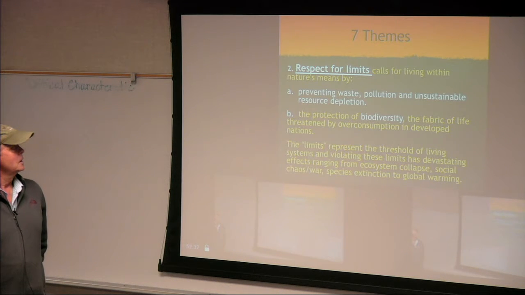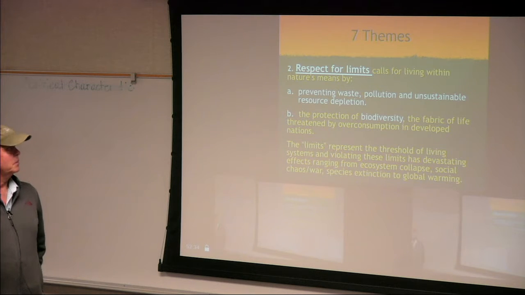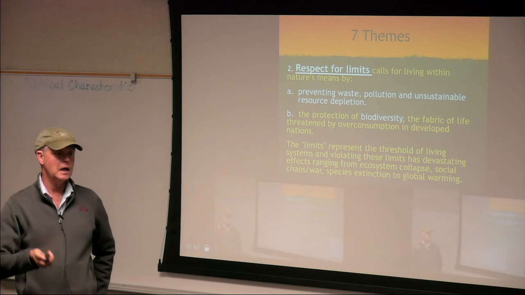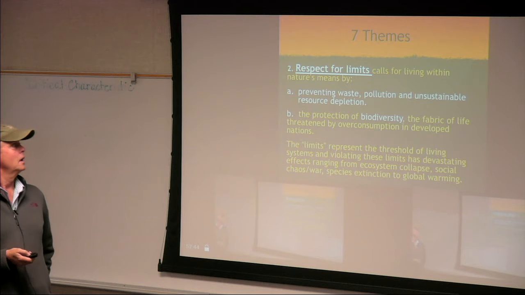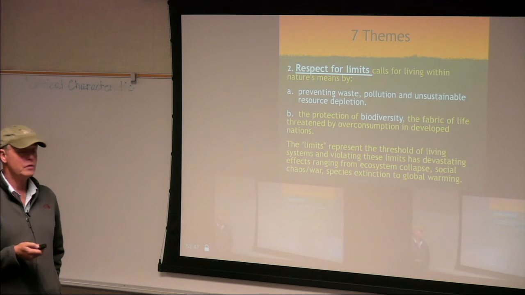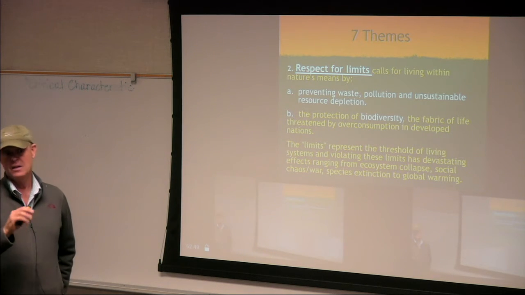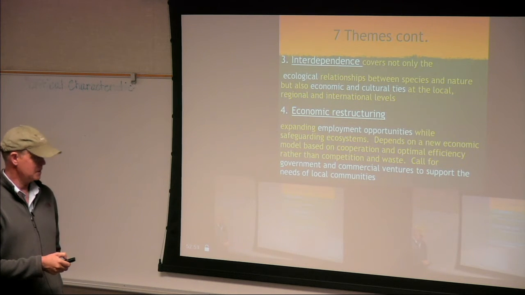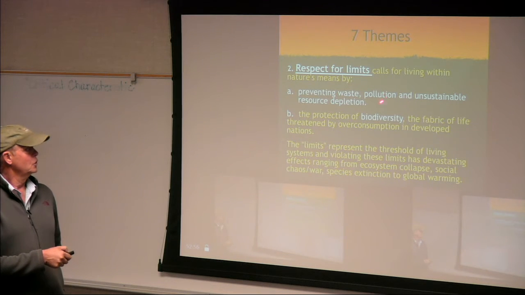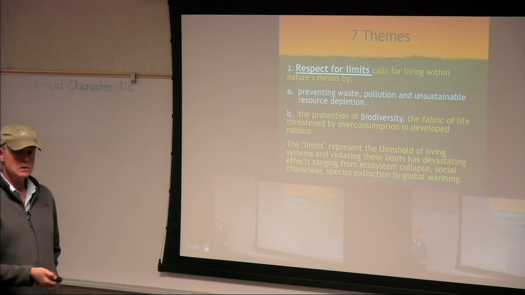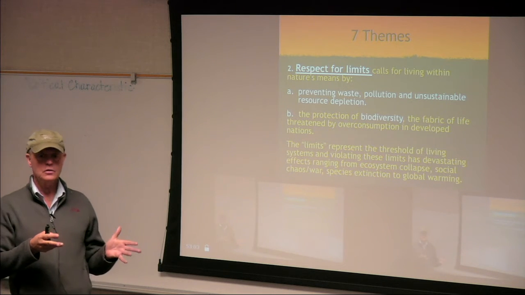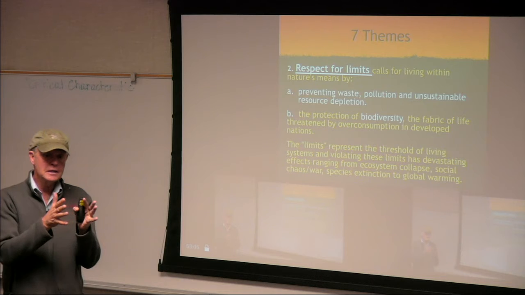Okay? Respect for limits, those tipping points. We can't just go on driving our Hemis and spewing out a bunch of fossil fuel waste. We've got to change, and we've got to respect that. We've got to realize that we could reach a tipping point. Okay? So how do we do that? Well, we prevent waste, pollution, unsustainable resource depletion, just what Chloe just said. We look now at natural capital, soil, water, and we look at the sustainable yield, right?